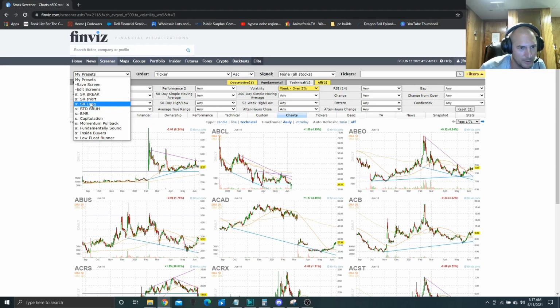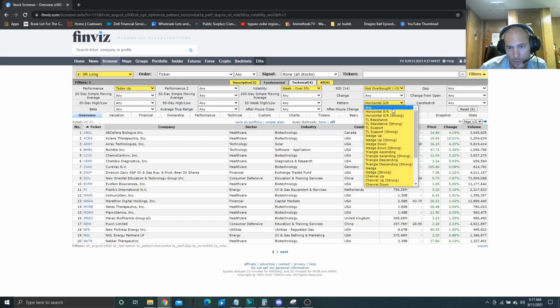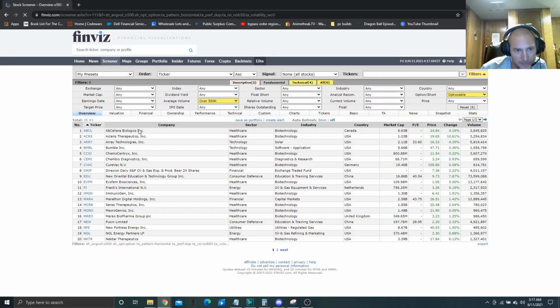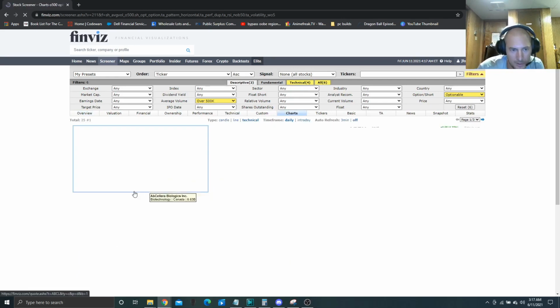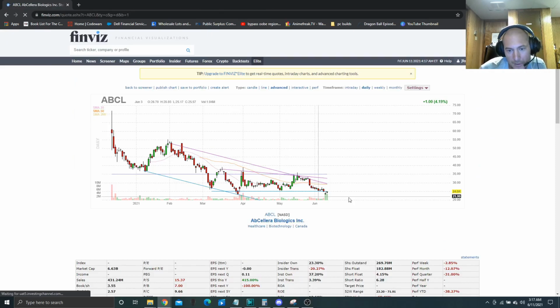This is my support resistance long scanner, and it is just today price up, volatility week over 5%, not overbought, horizontal support resistance. And then in the descriptive tab, I just have volume over 500K, and I trade options a lot, so options. And then we'll click on charts here. And as you can see, most of these things are going to be near or bouncing from support levels.